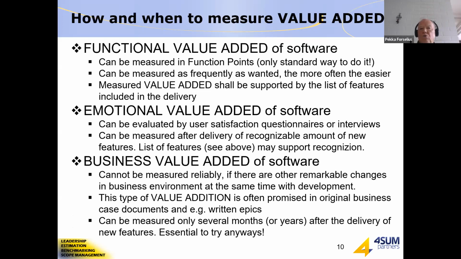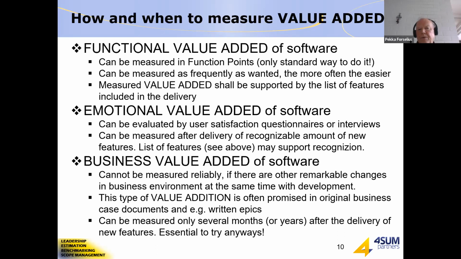And then how and when to measure. So functional value added can be measured in function points, only standard way to do it. And then it can be measured as frequently as wanted, and the more often the easier, because there is less functional value added, then it's easier and faster to measure. And we don't just tell that this was 17 function points. We have to tell also the list of features, show which features are new in this release.